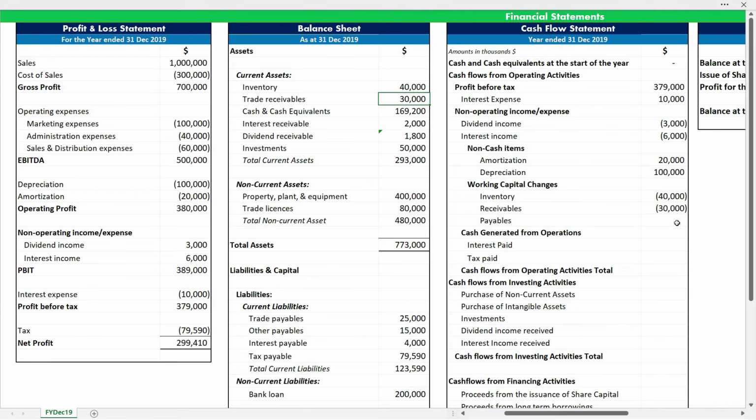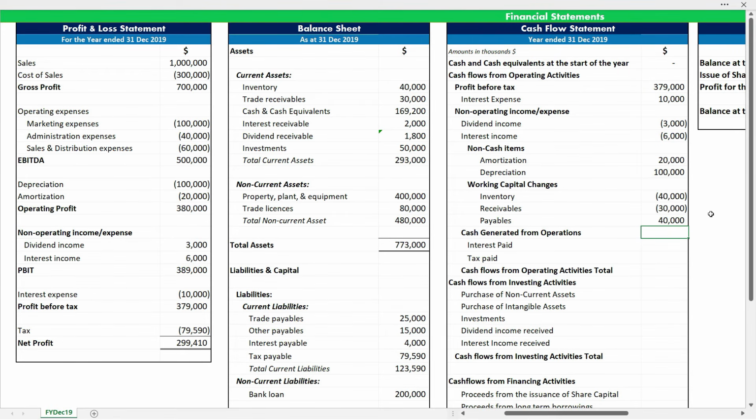And for payables, of course we have to consider all the payables. Here the trade payables and other payables are split separately on my balance sheet, but we have to combine them. So 25 plus 15, this will be $40,000, and the payables have increased. Increase in payables is a positive value. So we are done with that as well.